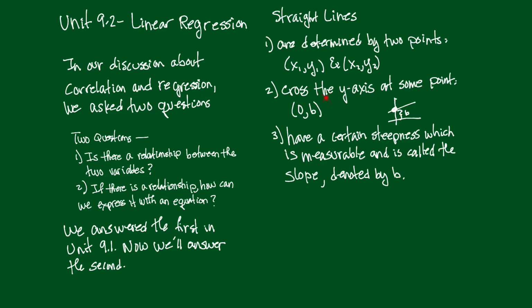Straight lines cross the y-axis at some point, (0, b). The first component is 0 because on our graph, we're right on the y-axis, not to the left and not to the right, so the x is 0. And then some number of units, b, could be above or below. The third thing about straight lines is they have a certain steepness, which is measurable. We call that steepness the slope, and we denote it with the letter b.